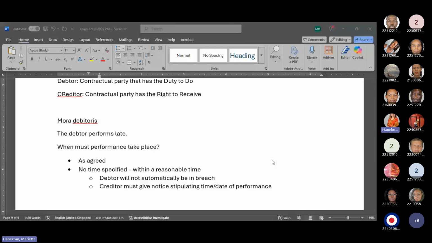So if the time was stipulated, the moment the time has passed, there is automatically breach of contract. If no time was stipulated, notice has to be given.